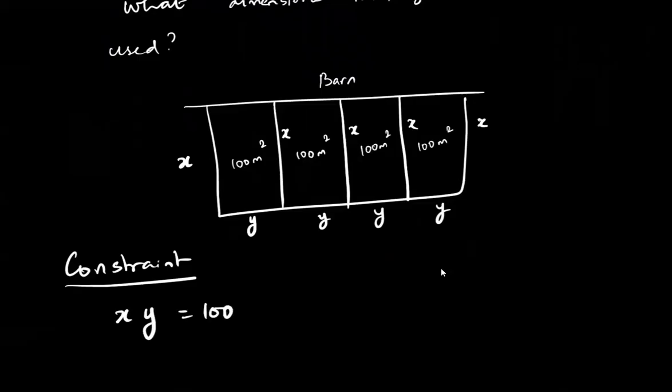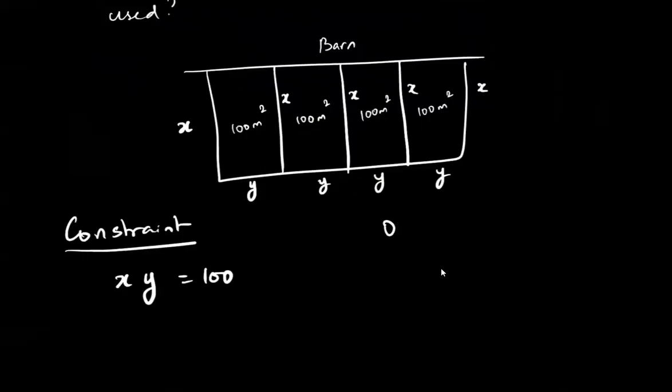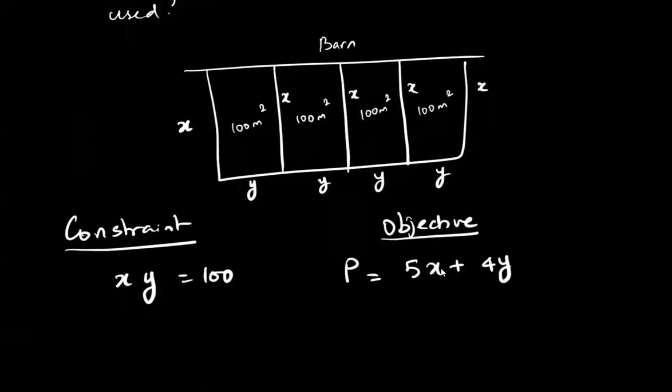That is my constraint. Now, the question is asking what dimensions minimize the total amount of fence used. So, what is the total amount of fence used? I have 1, 2, 3, 4, 5x plus 4y, right? That is my amount of material used. Now, I'm going to just call this P. My goal is to minimize that.